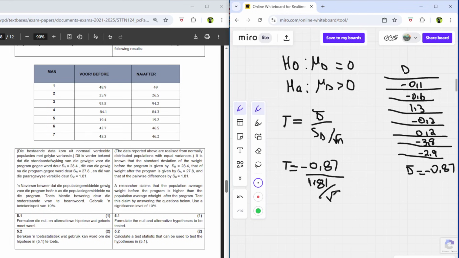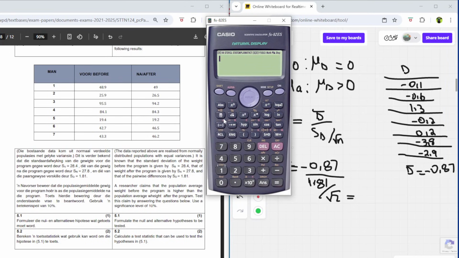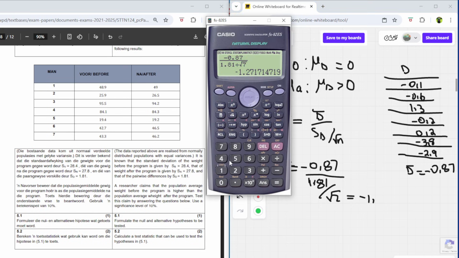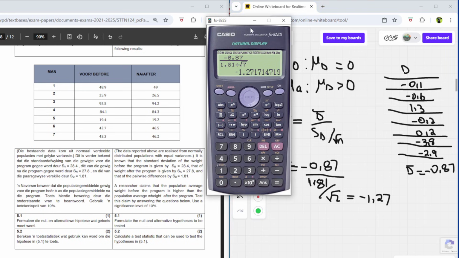1.81 divided by the square root of 7, and the answer is equal to, let's go and find the answer in the calculator, minus 0.87 over 1.81 divided by the square root of 7, and the answer is equal to minus 1.27.